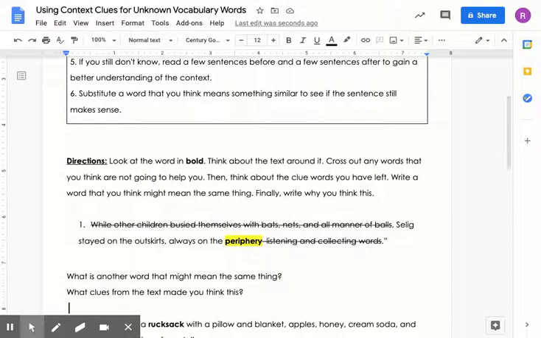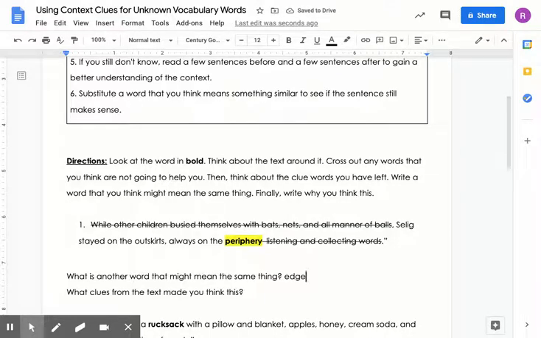It sounds like they're at school because the other kids are playing. Maybe they're at a playground. So maybe the edge of something. I'm going to put that in there. Probably not all caps though. That doesn't work. All right, so the edge of something.